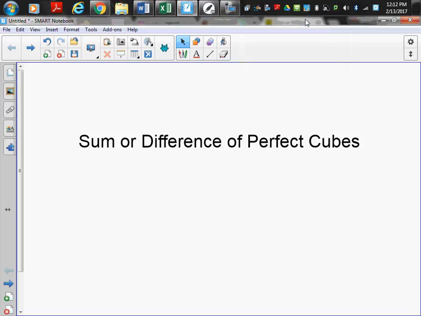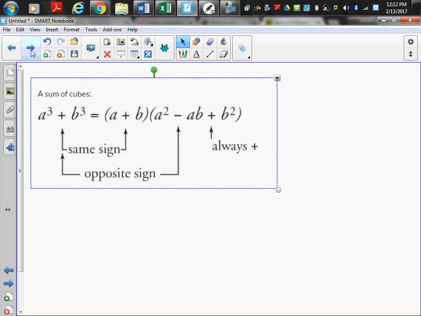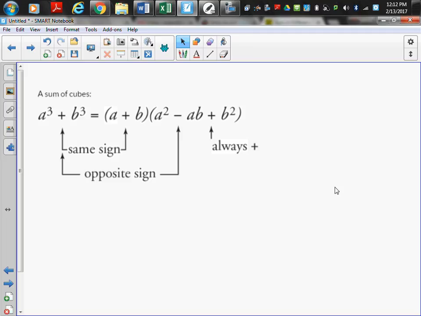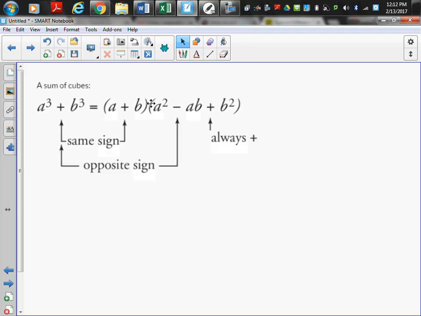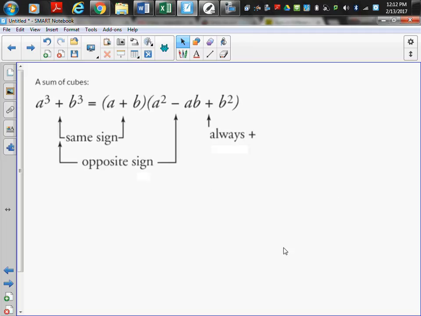Sum or difference of perfect cubes. The sum or the difference of perfect cubes. All right. So when you have the sum of cubes, that means you have a variable cubed and a number cubed.